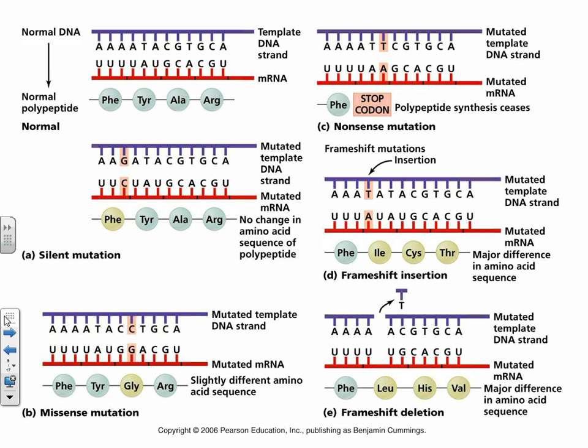The one down at the bottom right is a missense one. I've got to check it up at the top: where it did read CGT on the DNA strand, it now reads CCT. So the mutated messenger RNA comes out GGA instead of GCA. So rather than having alanine as the third amino acid in that one, we've got glycine. So it's a different amino acid sequence. It is only slightly different, so it might not cause too many problems.